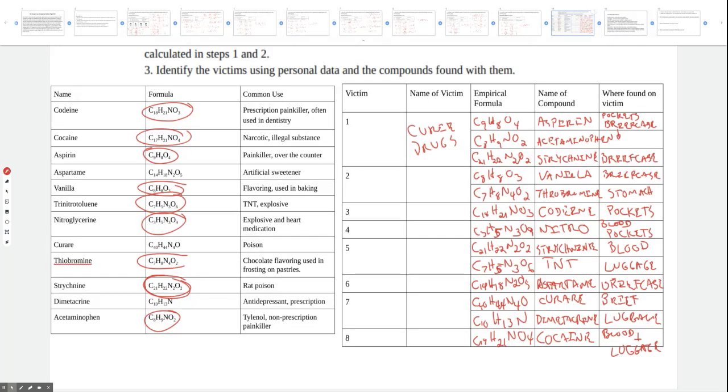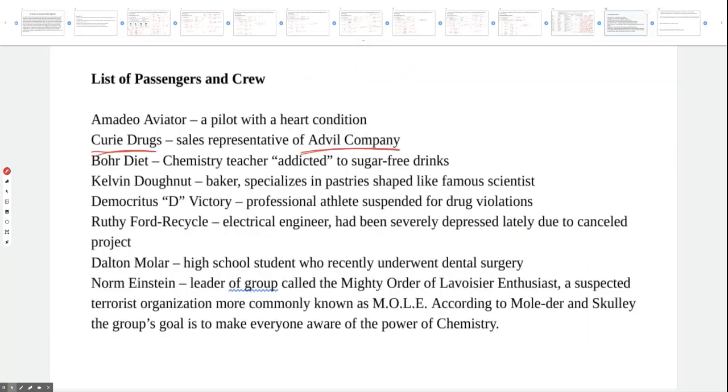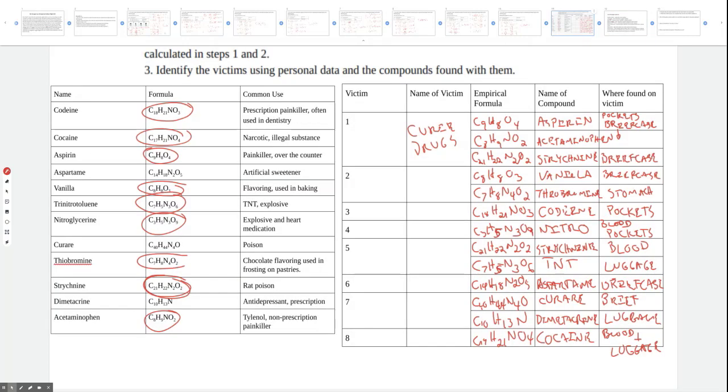All right, the next one had vanilla and theobromine. Well, the vanilla obviously is a flavor, and the theobromine is also a flavoring. So this person had vanilla in the briefcase and chocolate flavoring in their stomach. That might be someone like Kelvin Donut, since they're a baker and they make pastry.